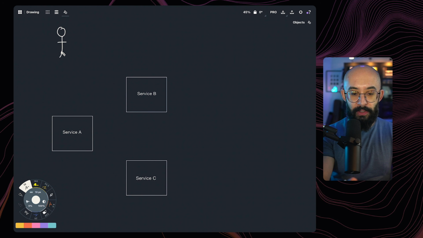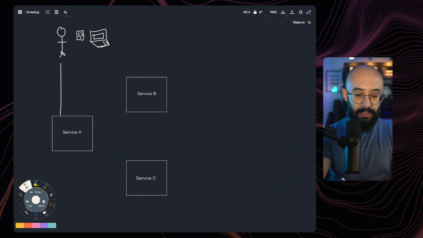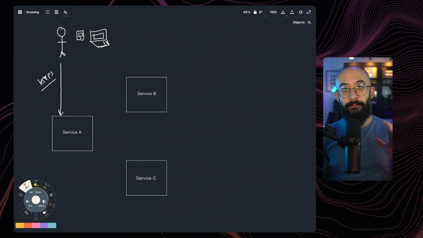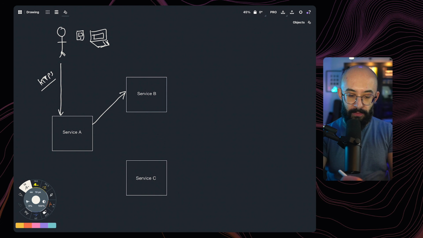We have our user over here who is using a client of some form. It could be a mobile device. It could be their laptop. They're using the browser to maybe use our web app. And what matters is that they are making an HTTP request that lands on service A first. Now, again, to keep this example simple, we're not going to talk about API gateways and traffic routing and all of these things. We're just going to assume that this request, somehow passing through all of these different layers, has landed in service A.